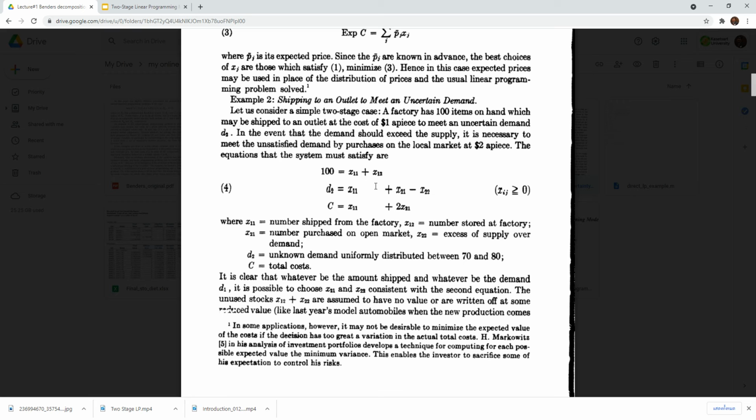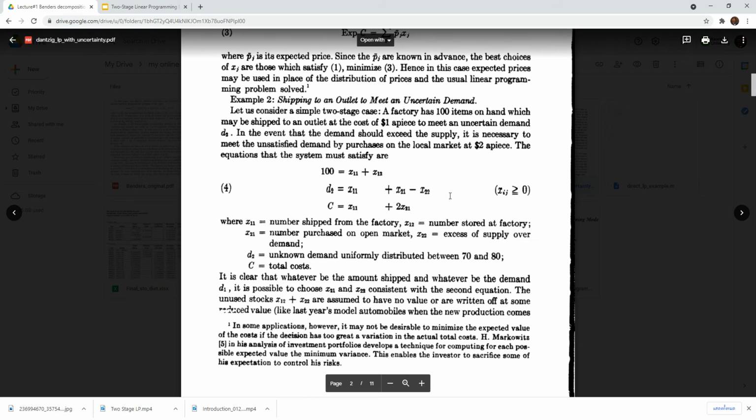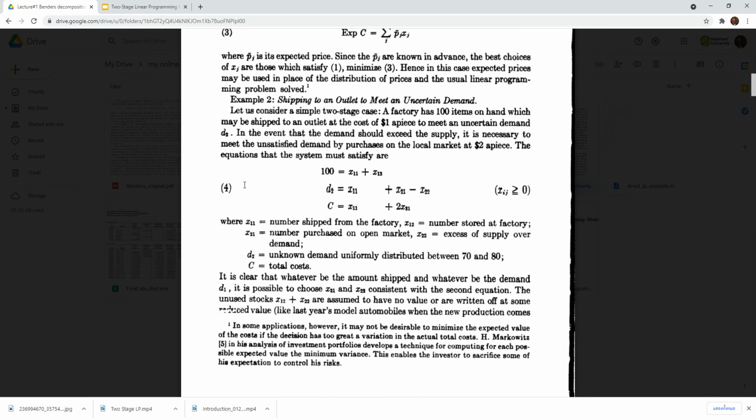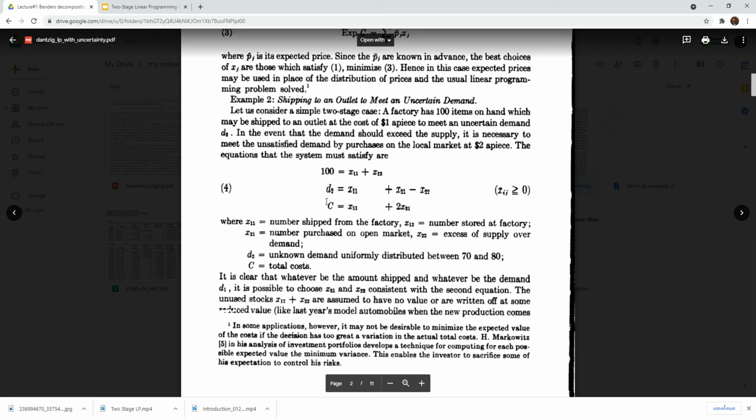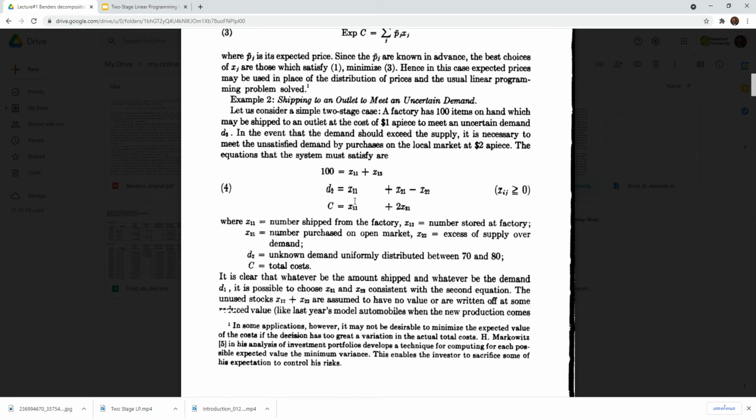Let's look at the second equation here, for the system of equations 4. D sub 2 equal to x sub 1 1 plus x sub 2 1 minus x sub 2 2.